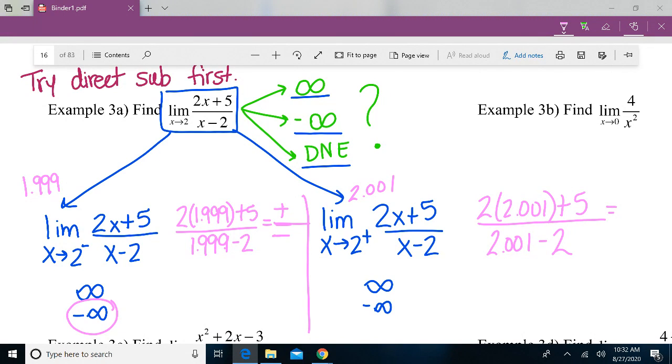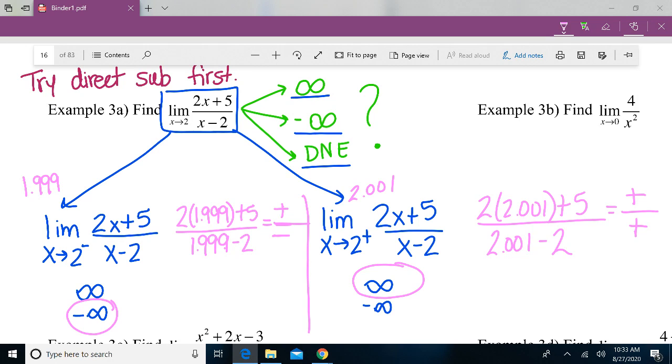2 times 2.001 plus 5 is a positive number. 2.001 minus 2 is a positive number as well. And a positive divided by a positive is positive. So the limit as x approaches 2 from the right is positive infinity.